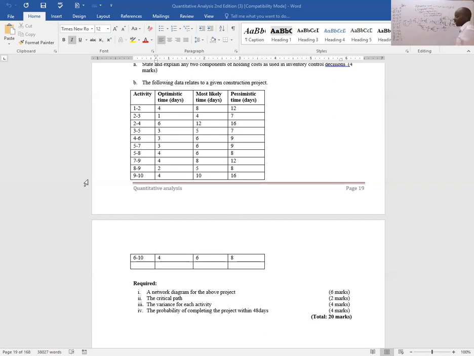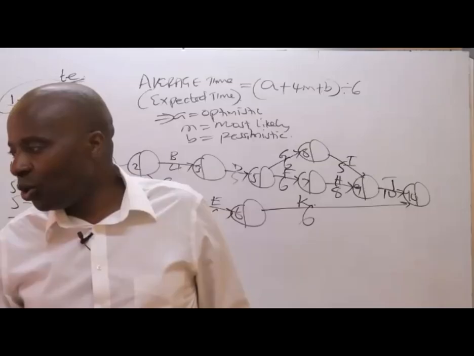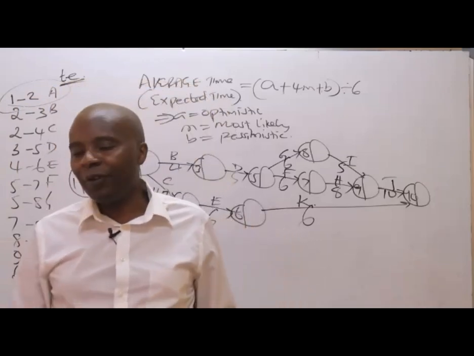So K is 6. Now, ladies and gentlemen, having gotten my expected times, which are the times that we take to our project network, what I need to do very fast is to come and fill. Let's fill.